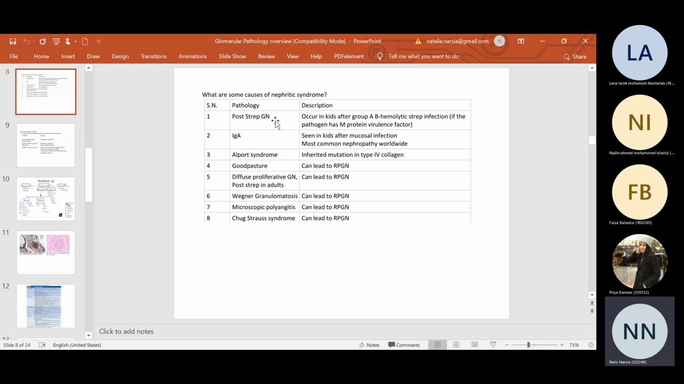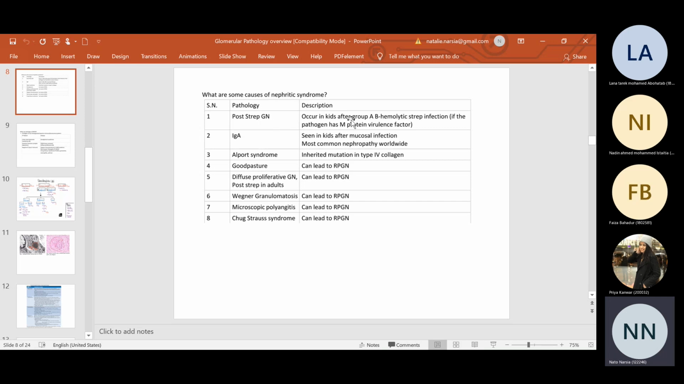First, post-streptococcal glomerulonephritis, immunoglobulin A nephropathy, Alport syndrome, and all these conditions that can lead to rapidly progressive glomerulonephritis. Rapidly progressive glomerulonephritis we discussed in nephritic syndrome, as well as in nephrotic, and that's why we mention it there.